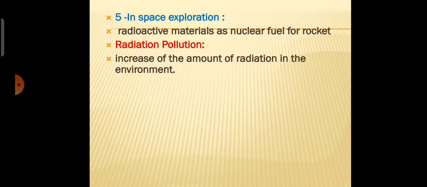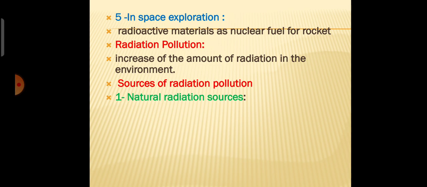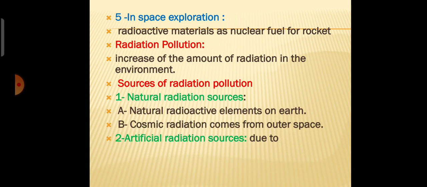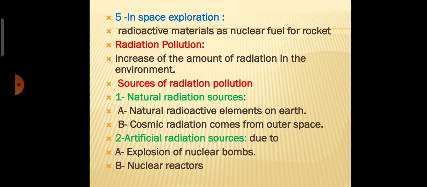Radiation pollution is an increase in the amount of radiation in the environment. This pollutes the environment, and its sources of radiation are natural radiation sources or artificial radiation sources. Natural radiation sources are like natural radioactive elements on the Earth, or cosmic radiation that comes from outer space. Artificial radiation sources are due to the explosion of nuclear bombs or nuclear reactors.